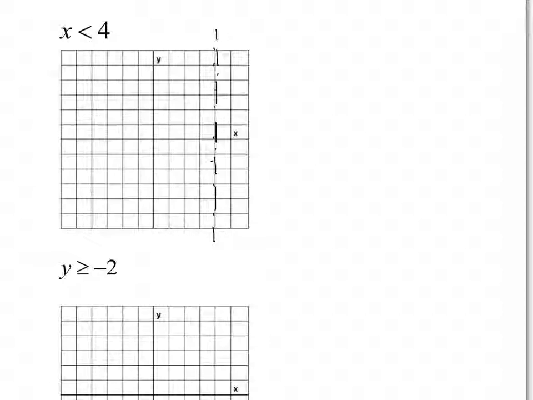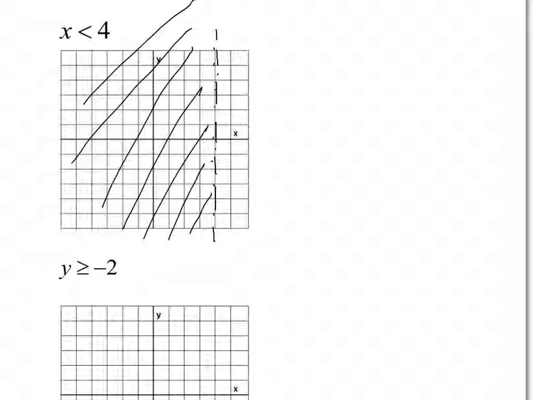And now, once again, I'm going to shade everything to the left, except instead of having a straight line, because I'm in 2 dimensions, I'm going to have a plane. So here's everything to the left of an x of 4.